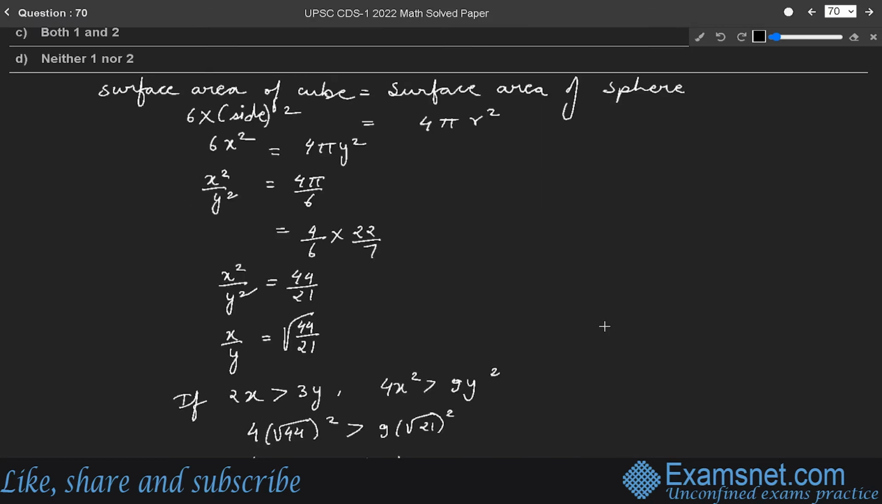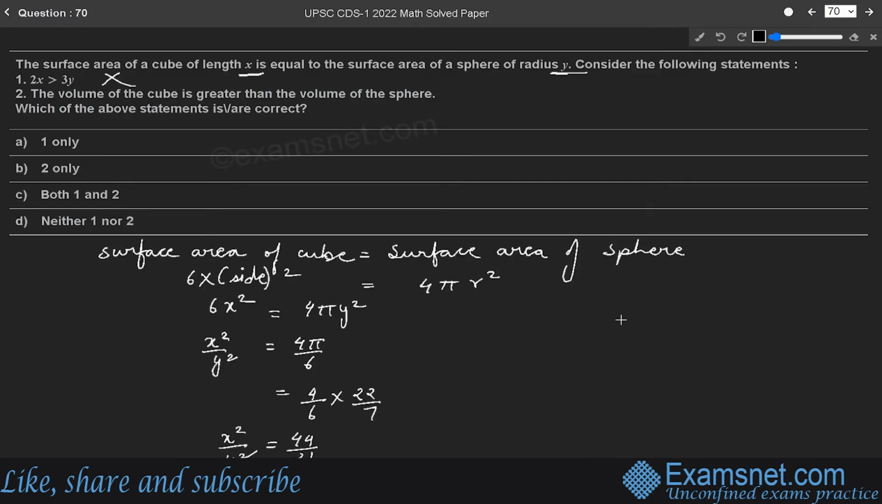It means that the second statement is also wrong, because the second statement says that volume of cube is greater than volume of sphere. But actually the volume of sphere is greater than the volume of cube. Therefore, both the statements are wrong. So the correct option for this question is option number D, neither 1 nor 2.